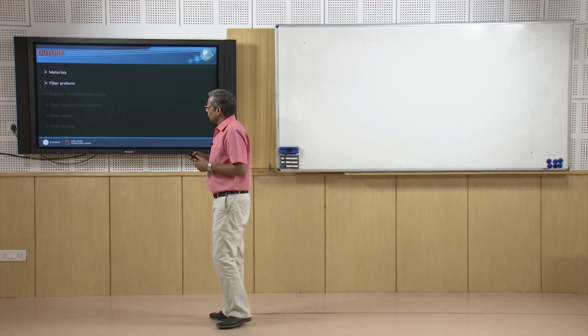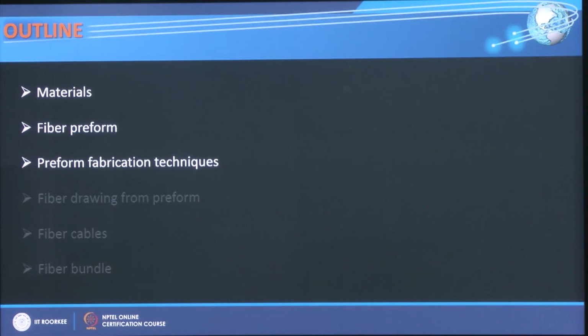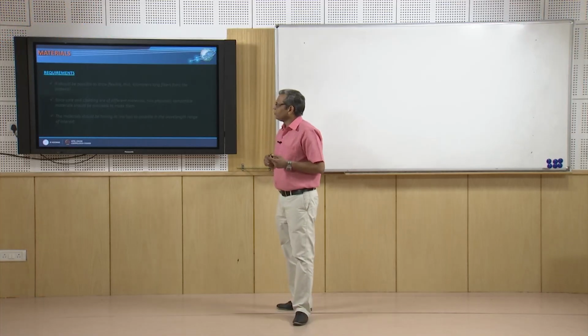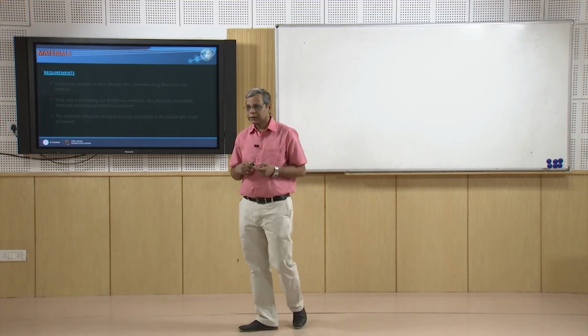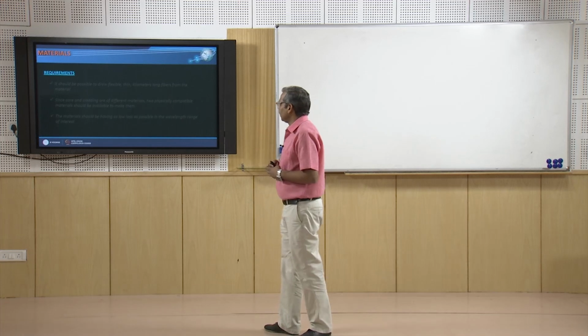So, first we make this fiber preform. Then what are the techniques for making the preform of fiber? Then how do we make fiber out of this preform? Then fiber cables and fiber bundles. So, let us first find out what are the requirements for material to make an optical fiber.